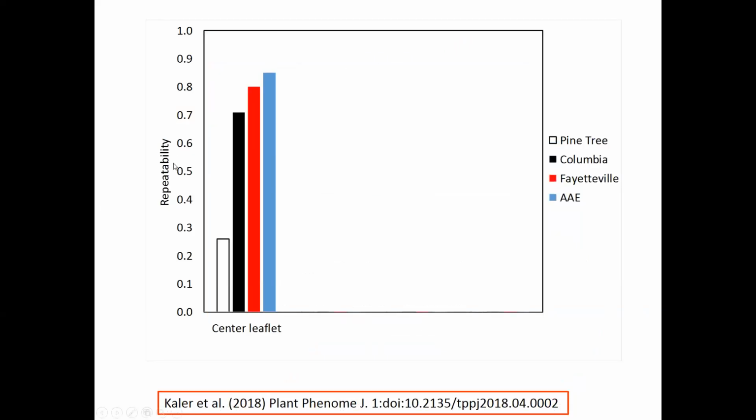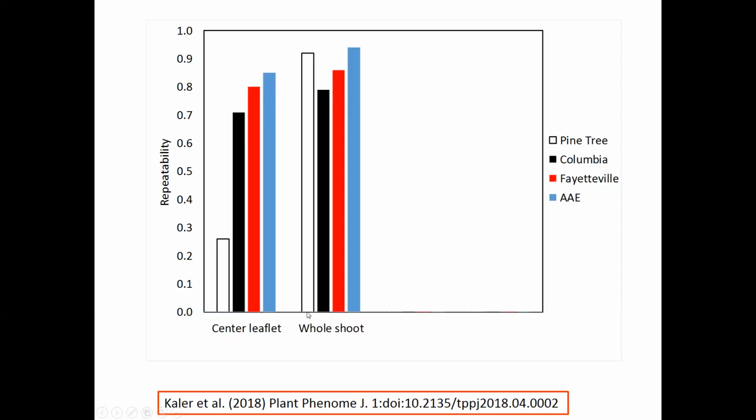And looking at the repeatability of the measure, I'm looking at the center leaflet at this point. The open bars are for Pine Tree, the black bars for Columbia, Missouri, the red bars for Fayetteville, Arkansas, and the blue bars are averaged across all environments. We see that repeatability ranged from around 28% to about 85% for the center leaflet. For the whole shoot, we see consistently high repeatability from around 75% up to around 90%.